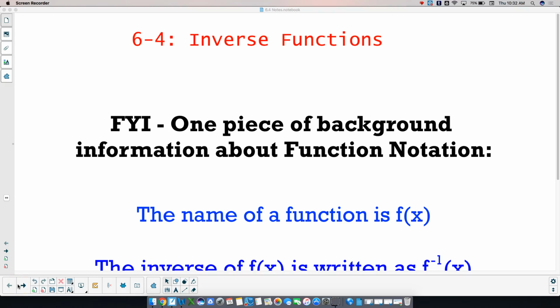So, let's talk inverse functions, and I'm going to go through this a little quickly because we only have 27 minutes left in class because of the drill, but we still should have plenty of time to do this.